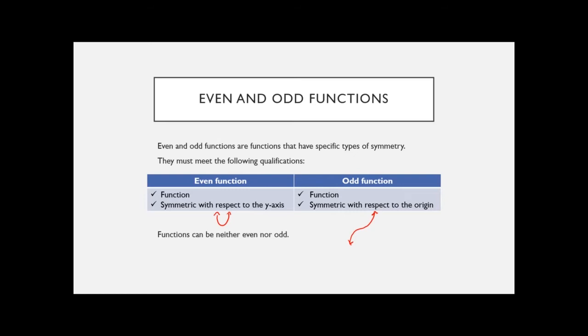So to determine if a function is even or odd, you need to test to see if it has these types of symmetry, and then that can determine whether it's an even or an odd function. And a function can be neither. It doesn't have to be one of these different types because it may have no symmetry at all.